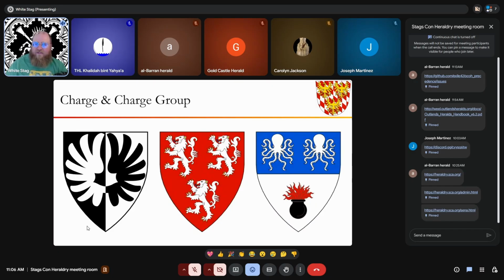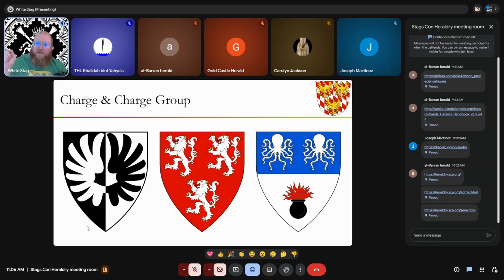So I've got some examples. This class is interspersed with examples that are either consults I've done in the past or examples I've just brained up. Going from left to right, this is a primary charge group of a single charge. It's a vol, a wing that is conjoined at the center. In the middle, we have a charge group of three of the same charges, just like in my armory, there's 3 lions.